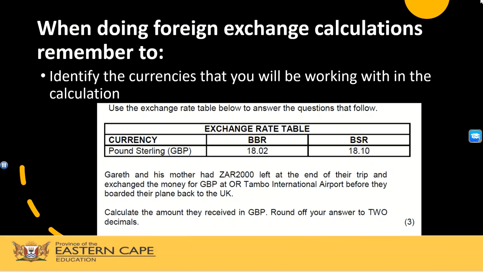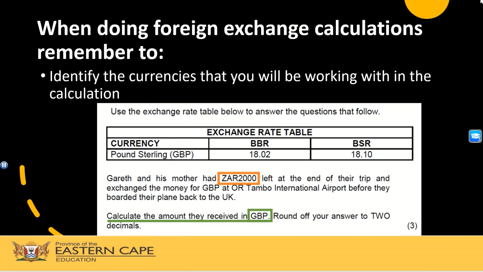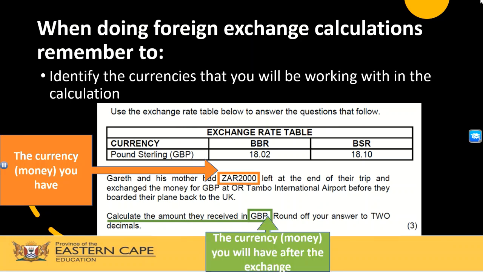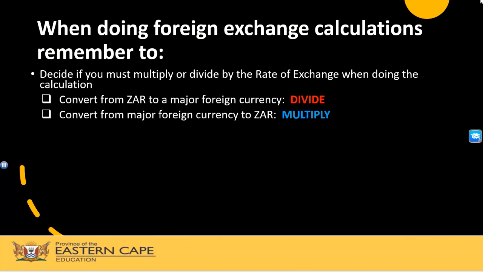So, if you have to identify the two currencies that you will be working with in the calculation, you will see that it is the South African Rand and the Great British Pound. The South African Rand is the currency that you have, and the Great British Pound is the money that you will have after doing the exchange. Now we go to the next step, and there you must decide if you must multiply or divide by the rate of exchange. I remind you, if you are converting from South African Rand to a major foreign currency, you must divide. And if you are converting from a major foreign currency to Rand, you must multiply.